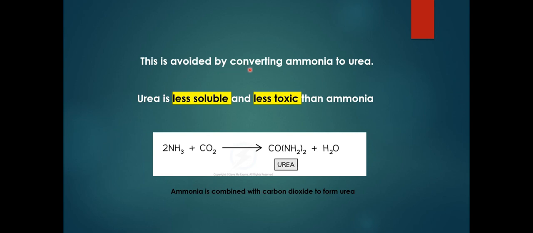Now, this is avoided by converting ammonia to urea. Urea is another compound that is also toxic, but it's not as toxic as ammonia. Ammonia is really, really toxic, and it disrupts our body in seconds if it stays for very long. So urea is less soluble and less toxic than ammonia. And how it's converted into urea is this: it combines with carbon dioxide to form urea.